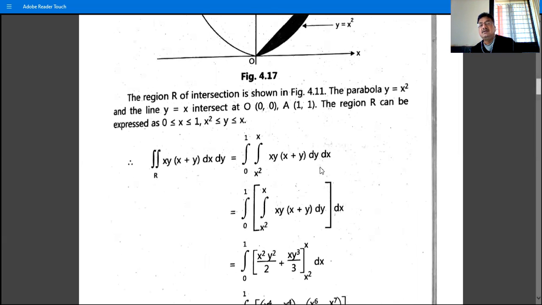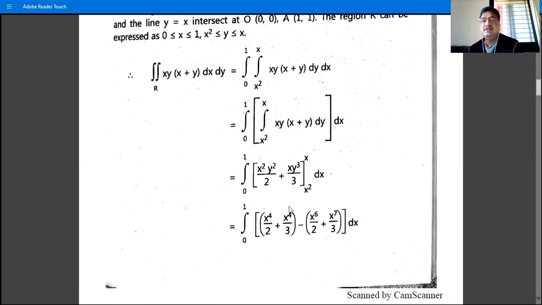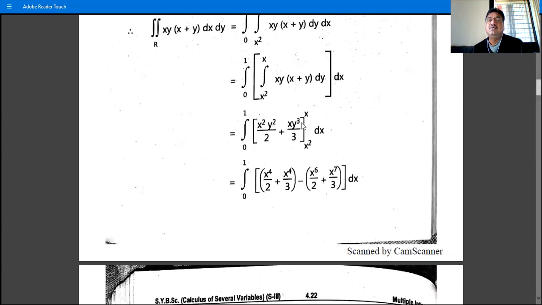So here the integration is with respect to y first. Now the integration is very simple. Now simplify this bracket. I will multiply by this in the bracket and then integrate with respect to y first. So x square into y square by 2, and x into y cube by 3 is its integration. Lower limit x square, upper limit x. Then the value at the upper limit, substituting y is equal to x, minus the value at the lower limit, substituting y is equal to x square.